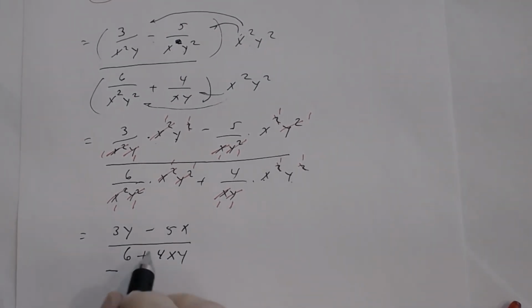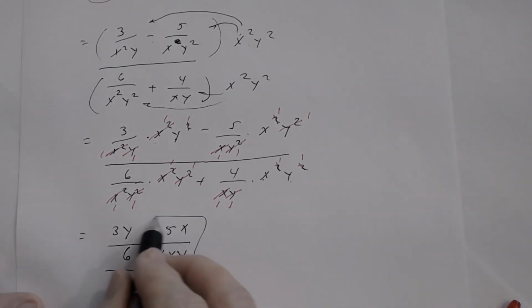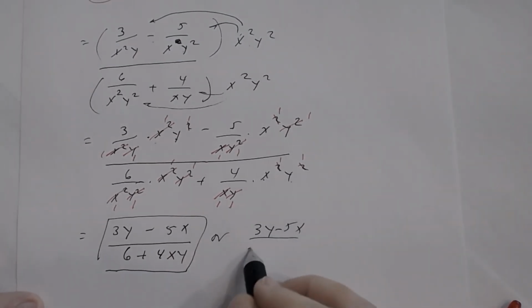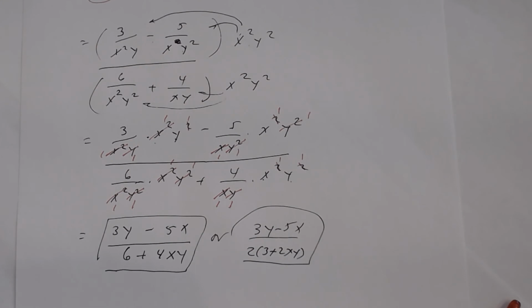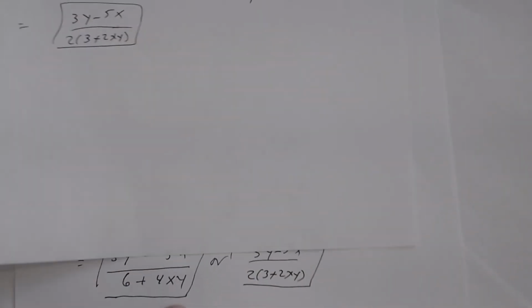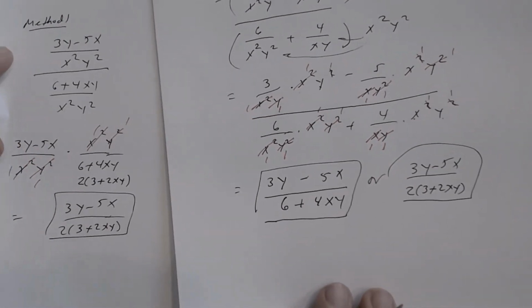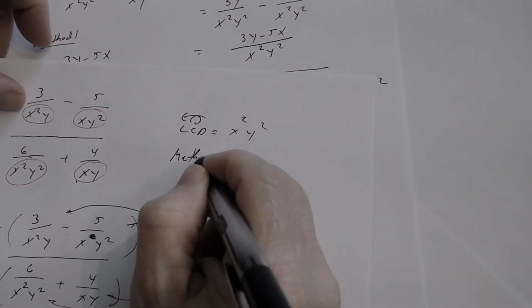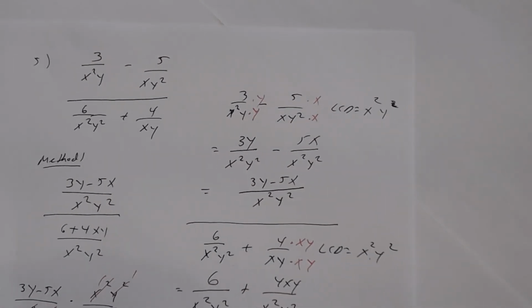And notice you want to simplify this if you can, and you can't, because even if you factor out a 2, it's not going to help. So you can leave your answer like this, or you can factor out a 2 from the denominator, and you would get 2 times 3 plus 2xy, which is this. See that? Let me put it right here. That is the same answer. So this is method 2, and this was method 1.